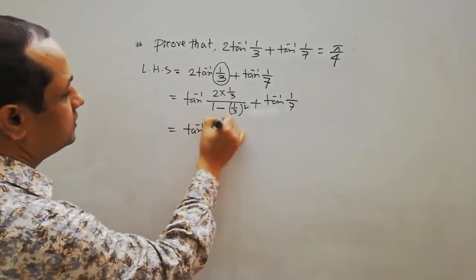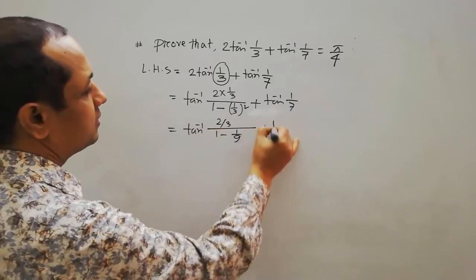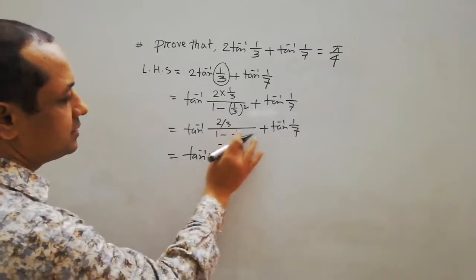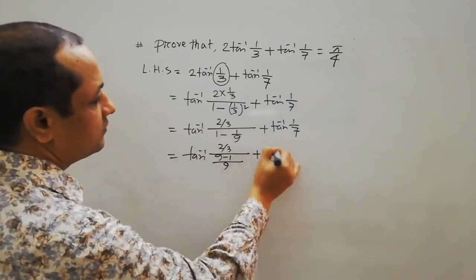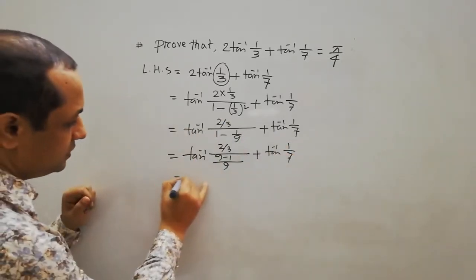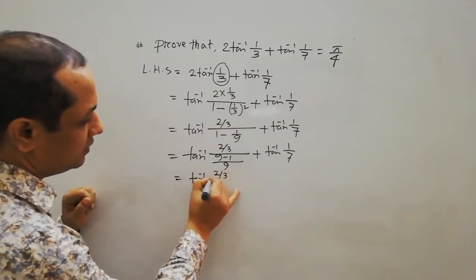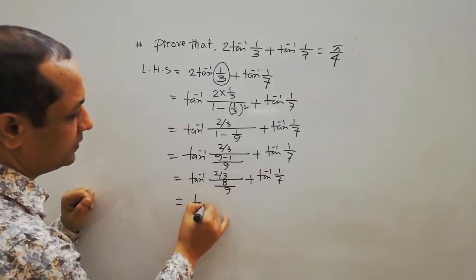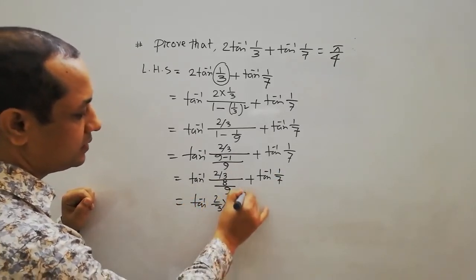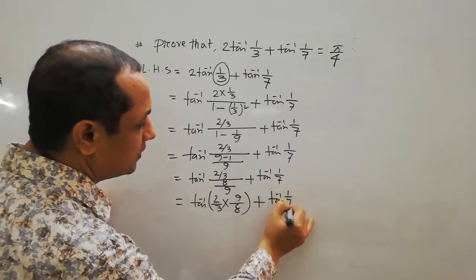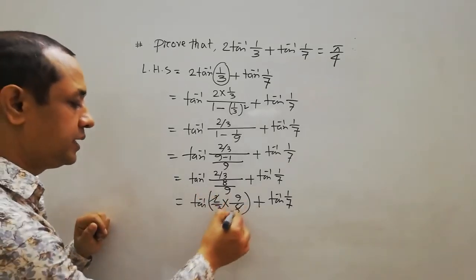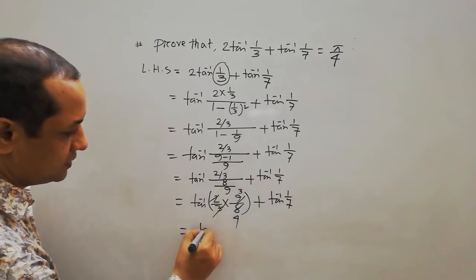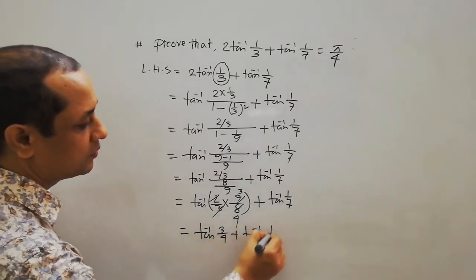Then we get tan inverse 2 by 3 over 1 minus 1 by 9 plus tan inverse 1 by 7. So tan inverse 2 by 3, here LCM 9 minus 1, 8 by 9, plus tan inverse 1 by 7. So next line 2 by 3 into 9 by 8 plus tan inverse 1 by 7. So student, 2 and 8 cancel, will be 4, 3 and 9 will be 3. The next line: tan inverse 3 by 4 plus tan inverse 1 by 7.